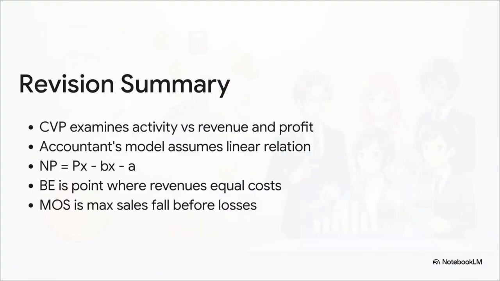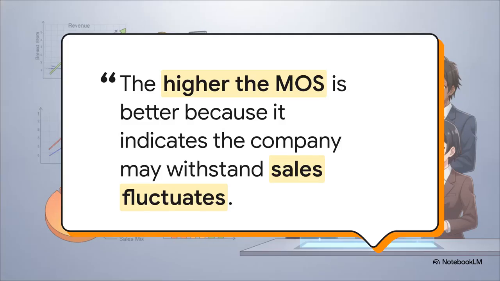Just to quickly summarize today's lovely revision session, CVP is your ultimate tool for planning profit. The mathematical approach, NP equals PX minus BX minus A, is your absolute best friend and can honestly solve almost anything. And finally, your margin of safety is that vital safety net that tells you exactly how far sales can drop before disaster strikes. I always love ending these sessions with a bit of encouragement. Remember this: the higher your margin of safety, the stronger your business can withstand the storms of fluctuating sales.